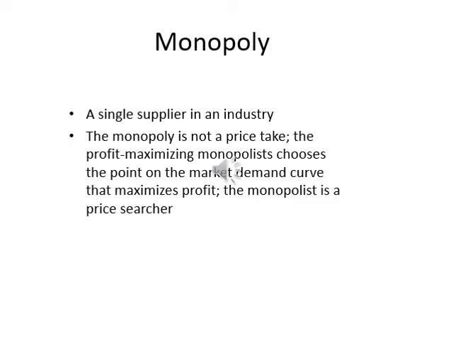Chapter 9. Monopoly. Monopoly is a single supplier in an industry. The monopoly is not a price taker. The profit-maximizing monopolist chooses the point on the market demand curve that maximizes profit. The monopolist is a price searcher.